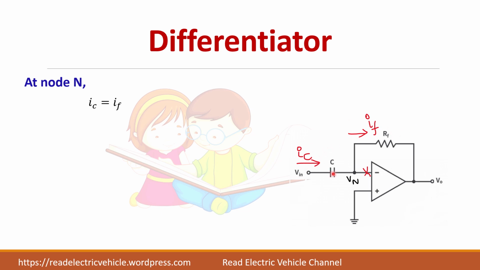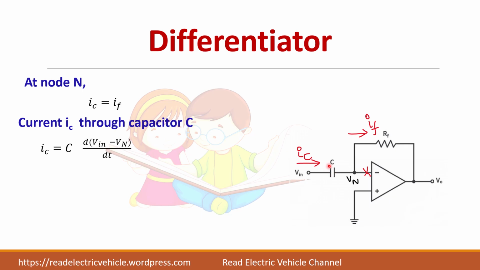But what is IC? This is a capacitor, so let us write the IC equation. IC is equal to C into dV by dt, where V is basically Vin minus this nodal potential Vn. Here Vn is 0. So IC is equal to C into dVin by dt.